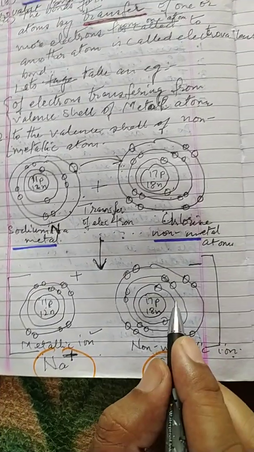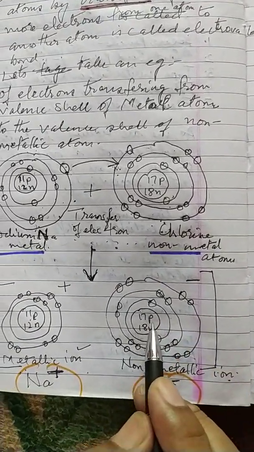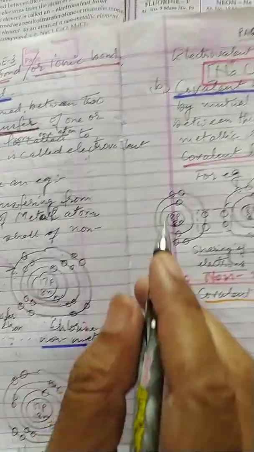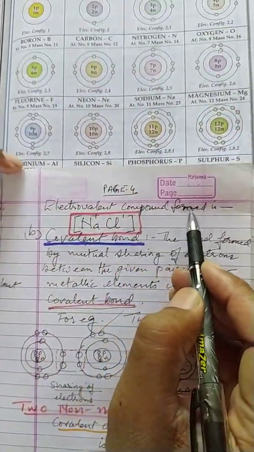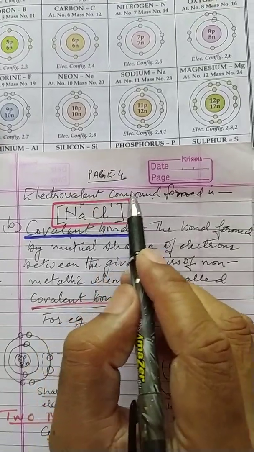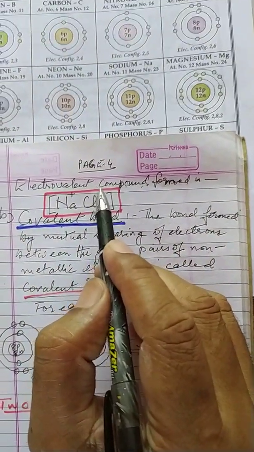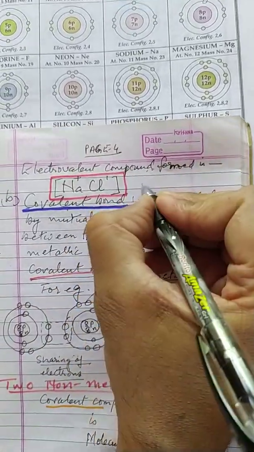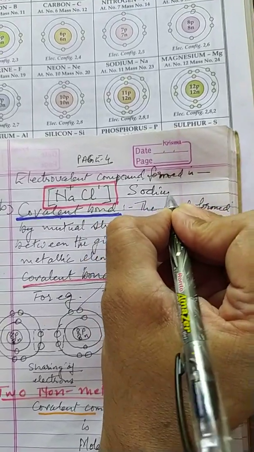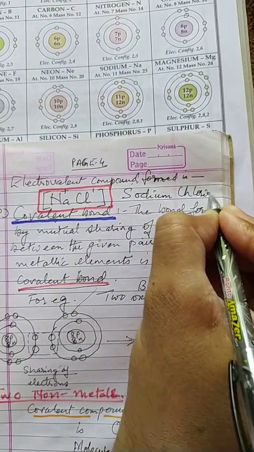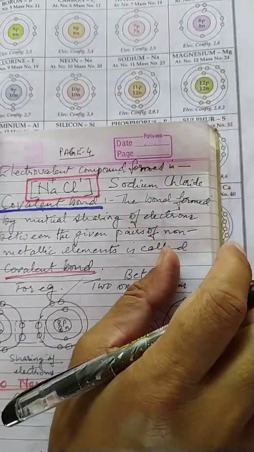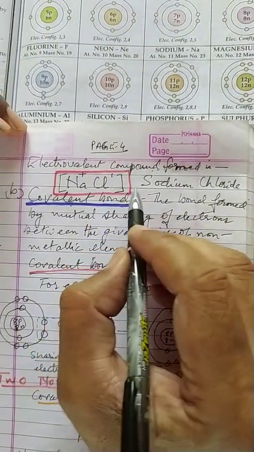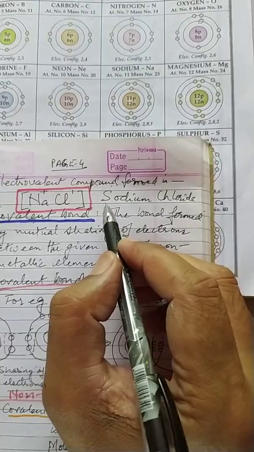So the number of electrons now becomes 1 more than the number of protons. So chlorine non-metallic ion is shown here. Now what is the electrovalent compound that is formed by the transfer of electron or by the electrovalent bond? The electrovalent compound formed here is NaCl, or we know this as sodium chloride. Sodium chloride is the namak that we use every day in cooking, etc., for seasoning, pickles, etc. So sodium chloride is the compound that is formed.